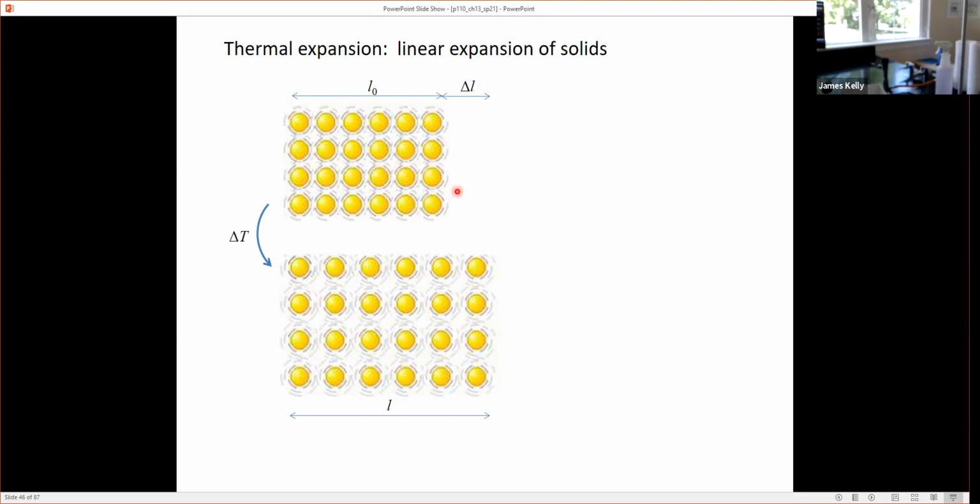So here it is at a colder temperature, here it is at a hotter temperature. I've heated up by some change in temperature delta T, and we want to know what is delta L, or in other words, what's the relationship between the original length of the object and the final length at the hotter temperature. And here's some reasonable assumptions we might make. Alpha is a constant here. So we're saying the change in the length seems like it should be proportional to the original length of the object.